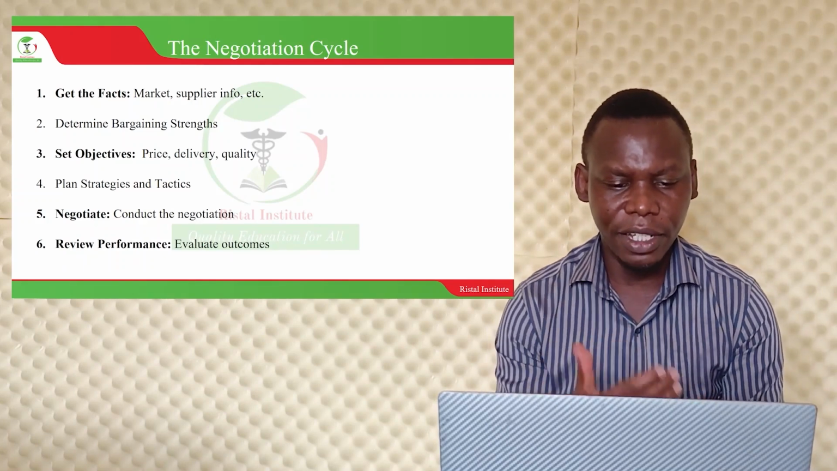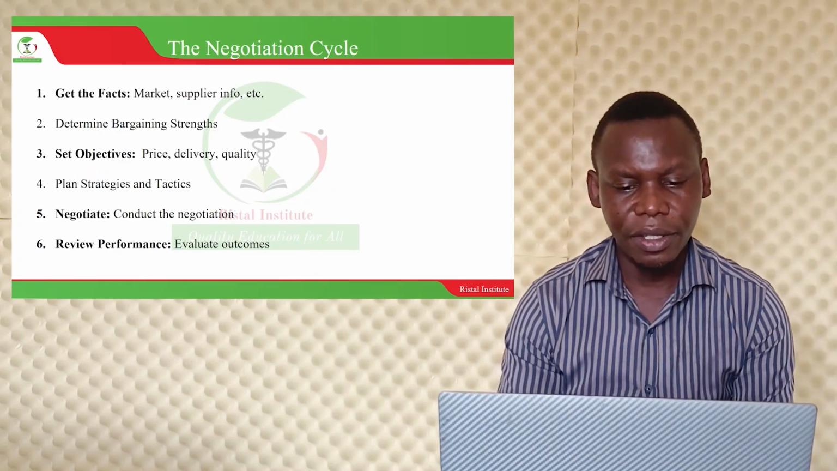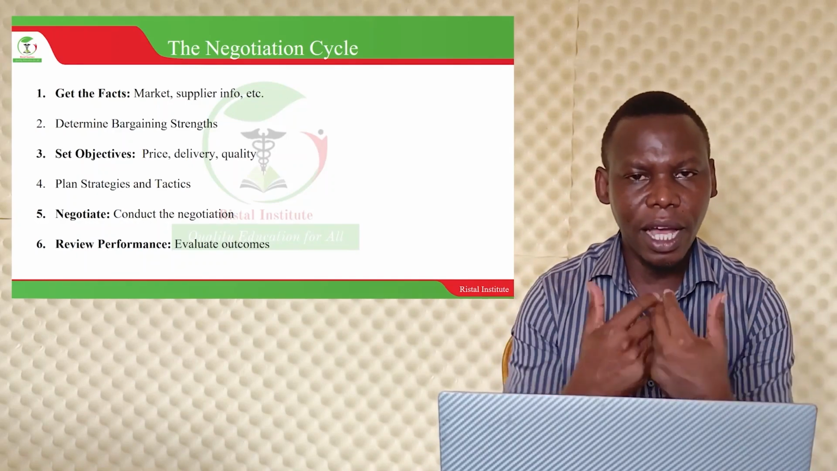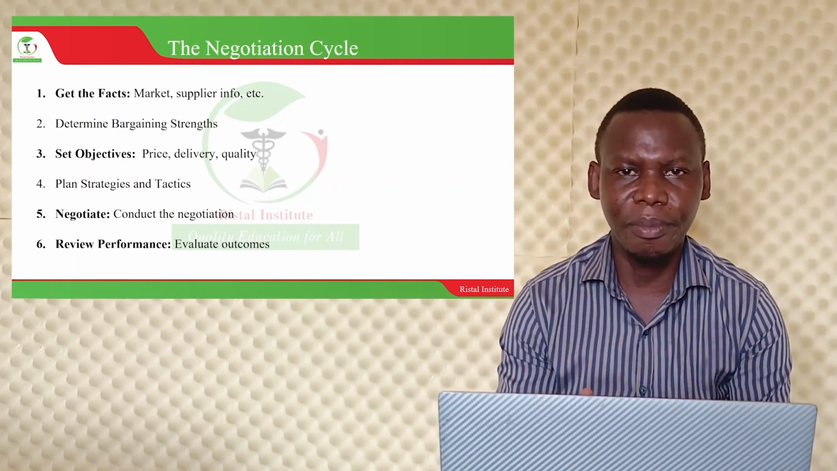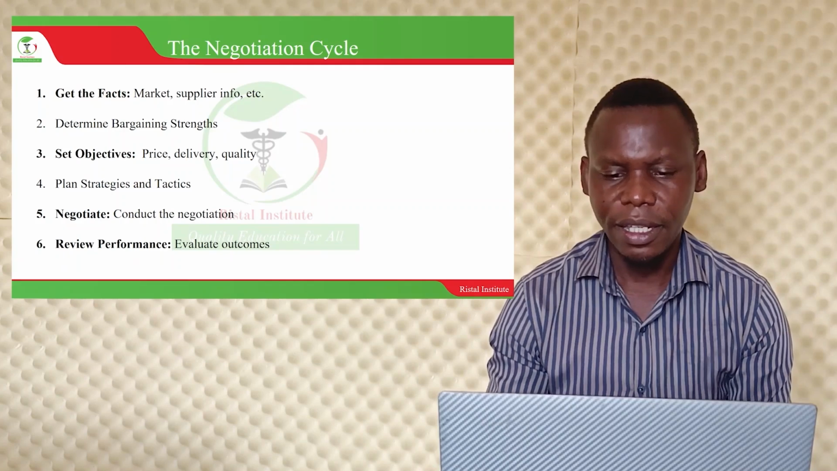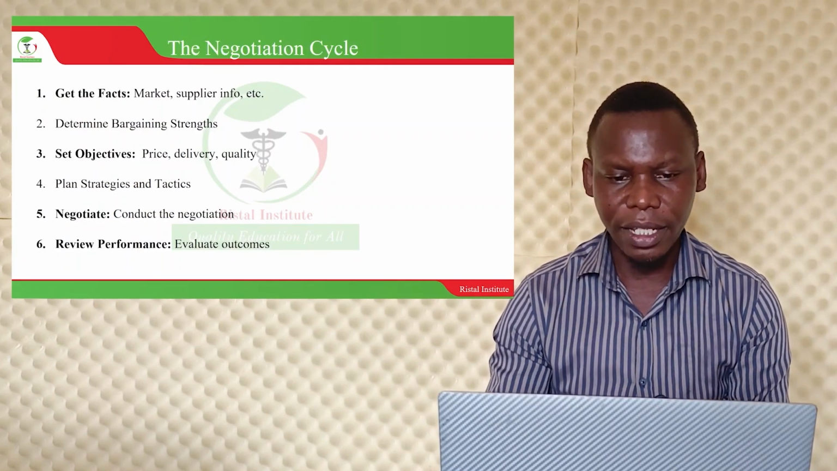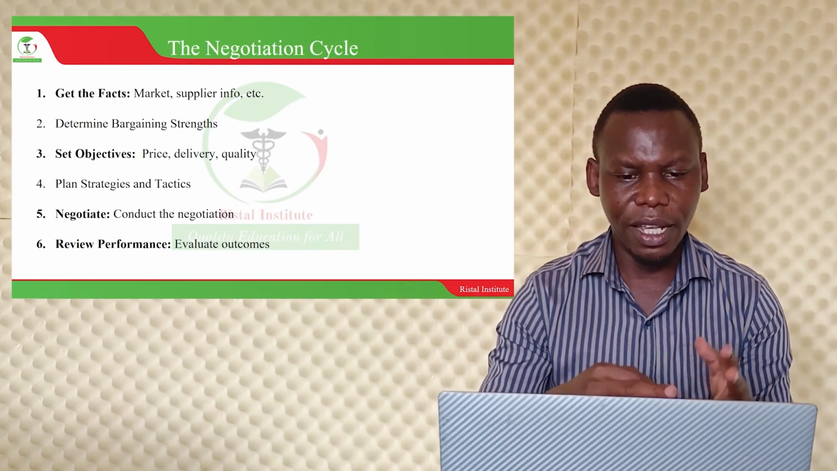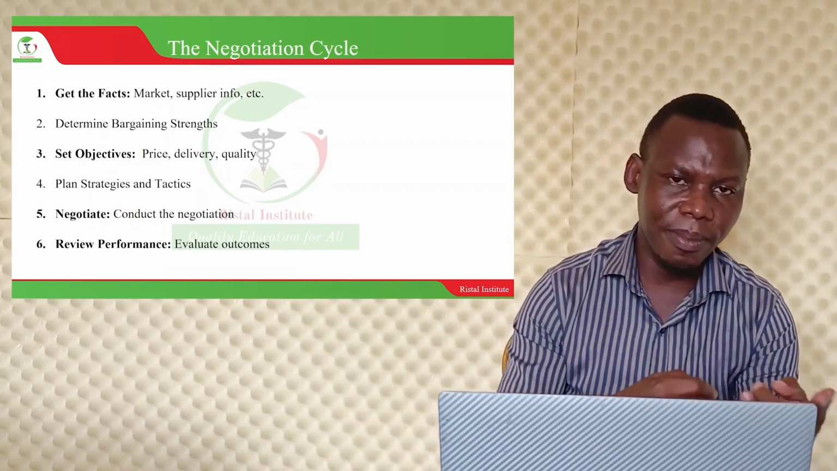Then after the negotiation process, there is need to review the performance. You review the outcome of the negotiation, so that it helps in decision making in the next negotiation process. That is all about the cycle. Of course, the cycle keeps on rotating, as it is called the cycle. Then it, of course, goes back.